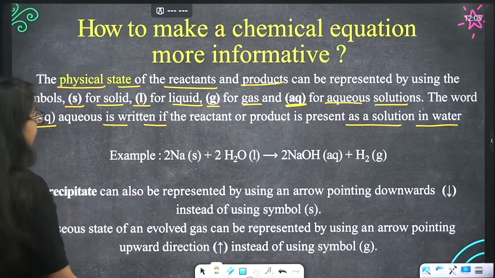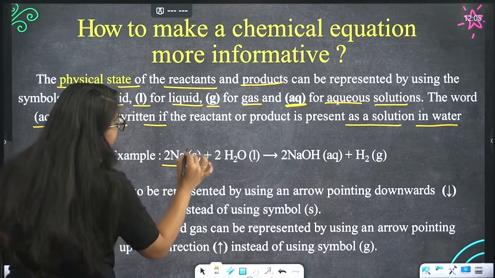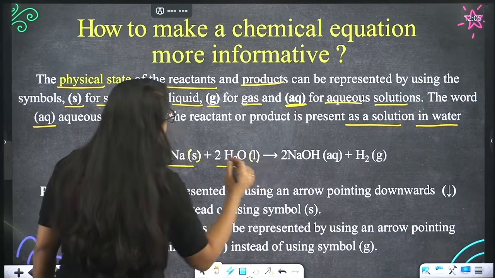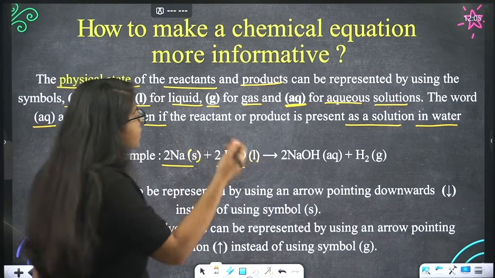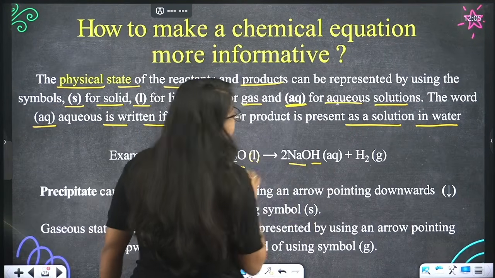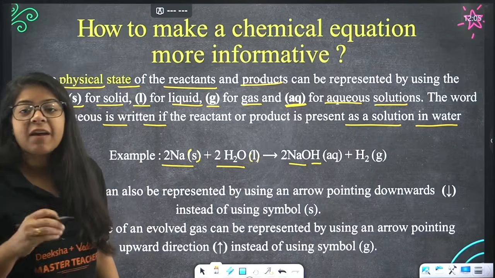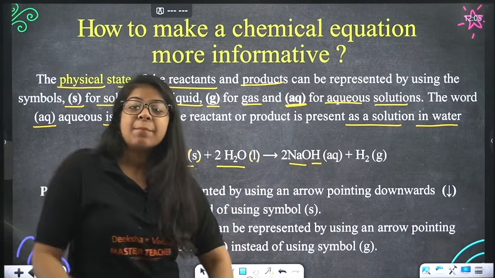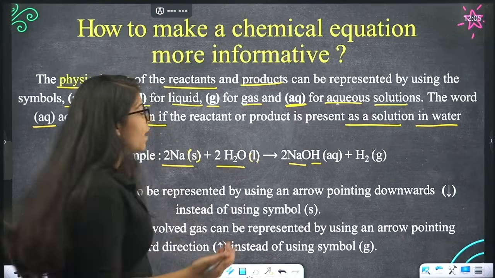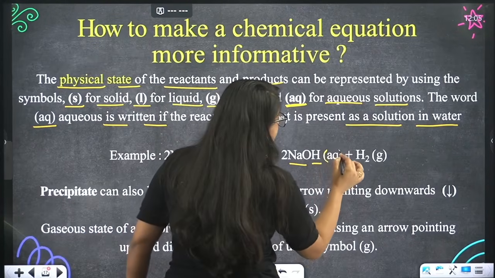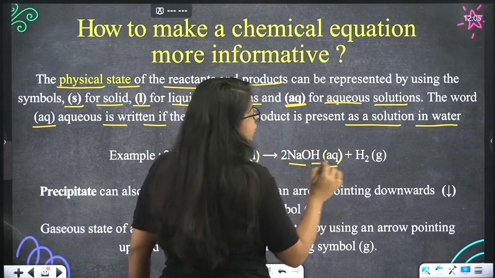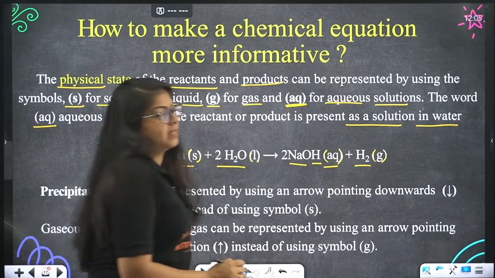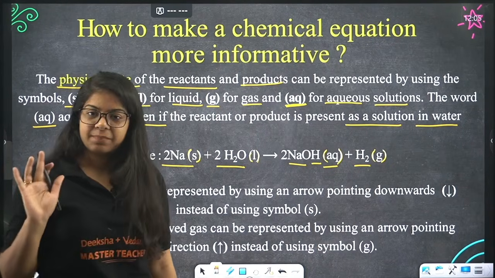What is there? Okay, 2Na. Now Na is in solid form plus water is in liquid form. Now from this we get NaOH. That means we have a product that is mixed in water, and that's why we write it as aq, that is your aqueous solution, plus H2 is released, that is, beta, a gas. That is a gas. Done?